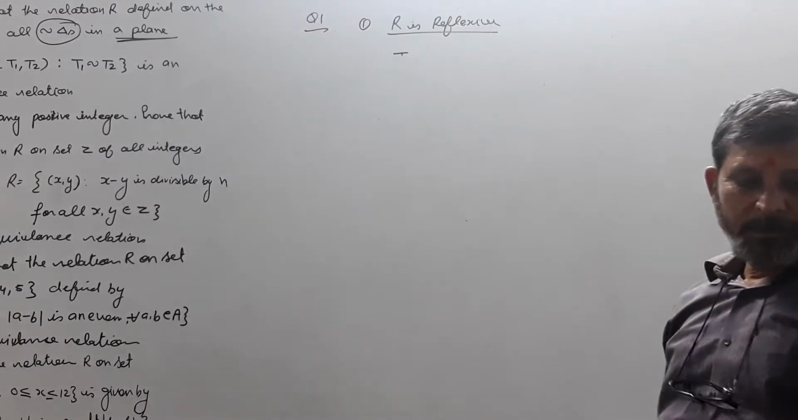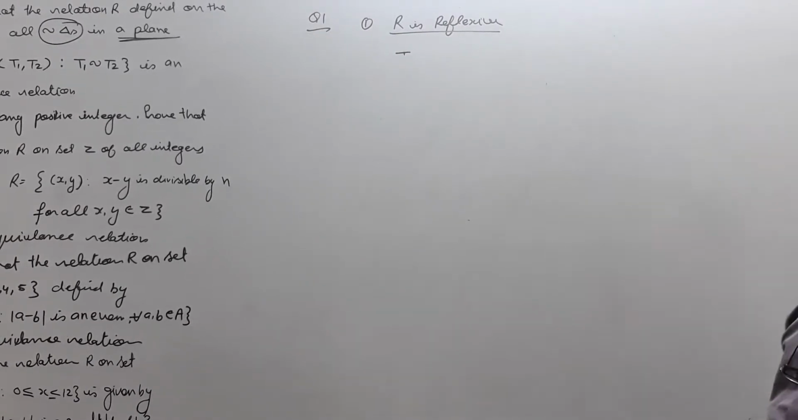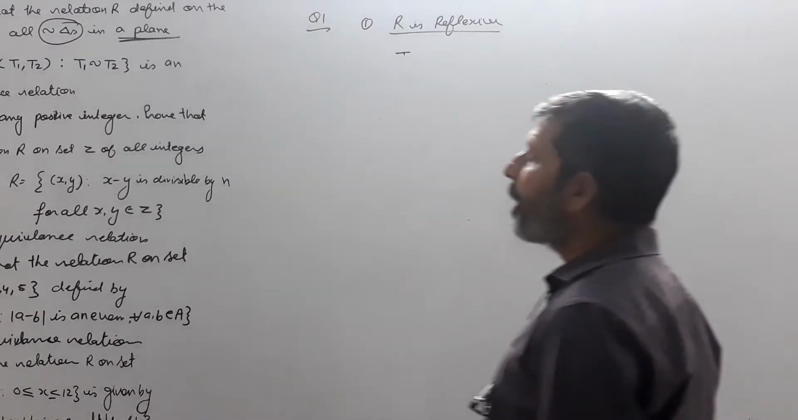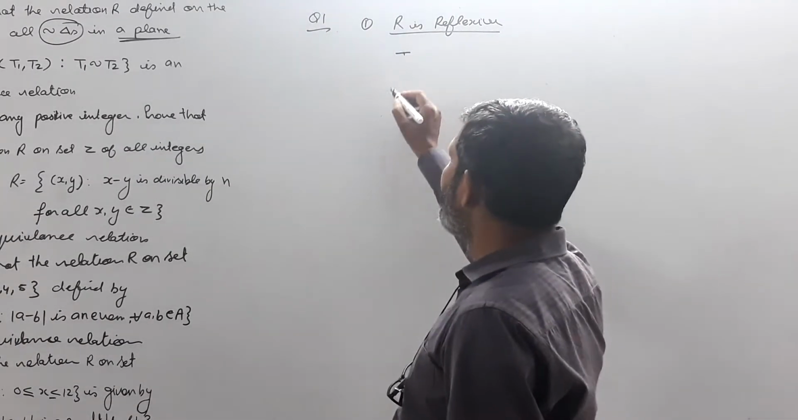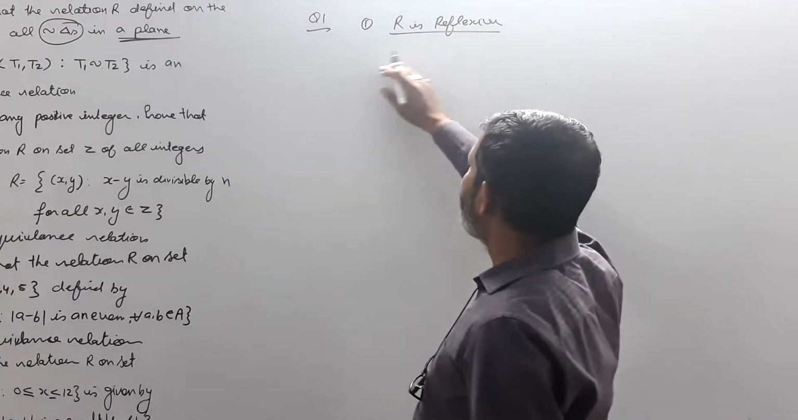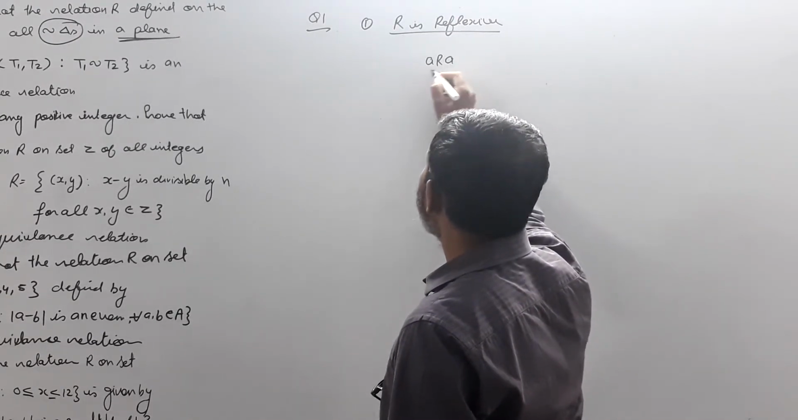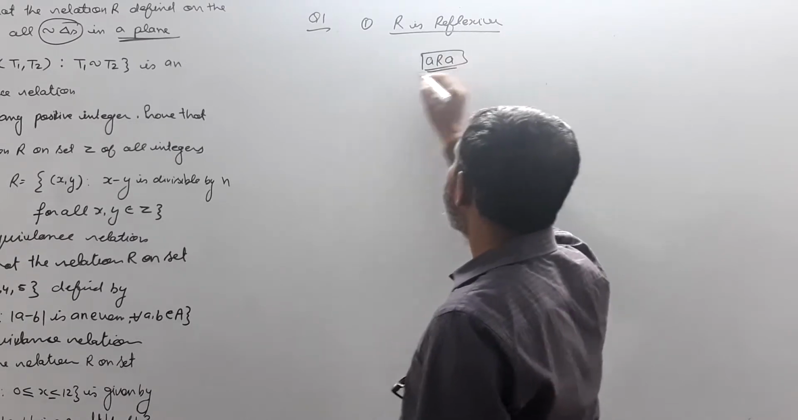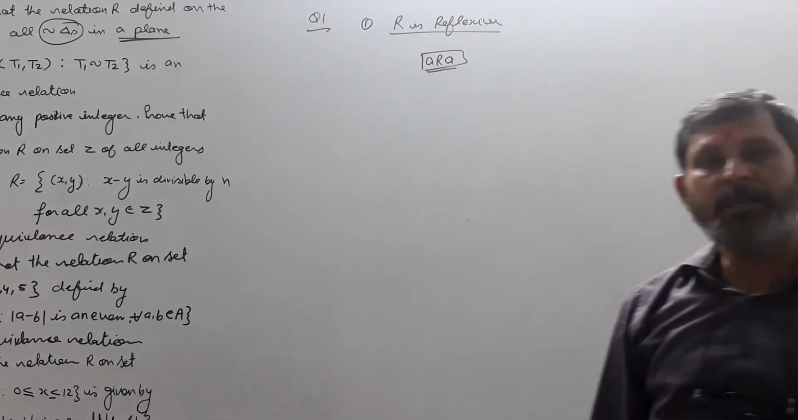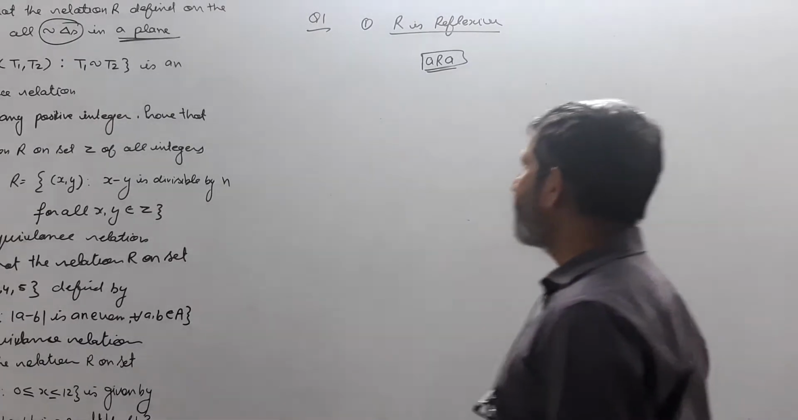First, we quickly revise the last topic, that is the relation. In the relation, how can we show that the relation is an equivalence relation? A relation R is said to be an equivalence relation if R is reflexive. Reflexive means every element of the set is related to itself. Again I repeat the statement: every element of the set is related to itself. Then the relation is known as reflexive.